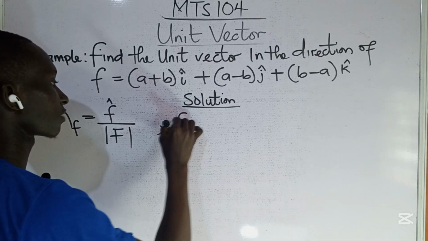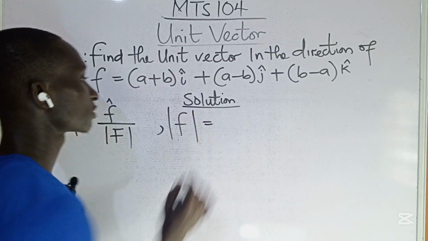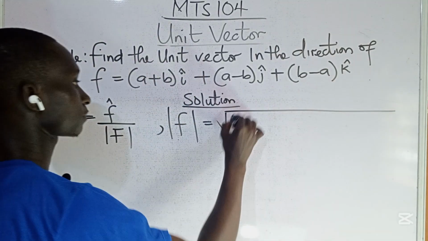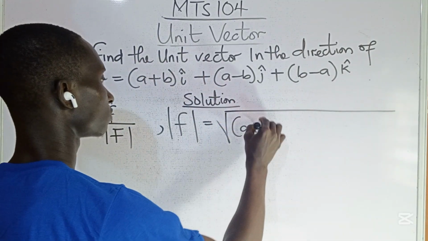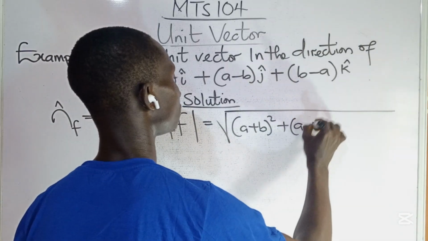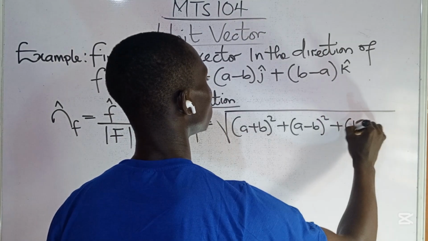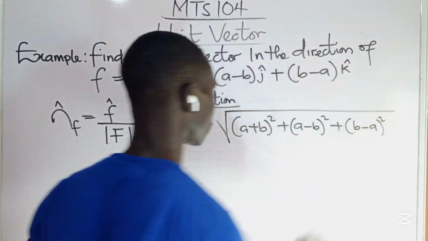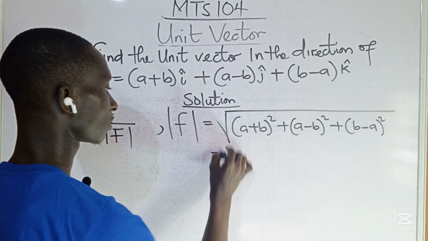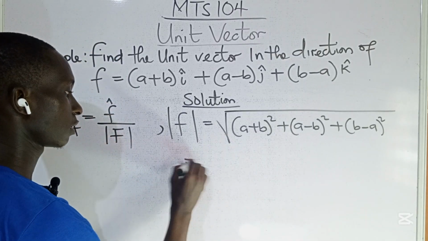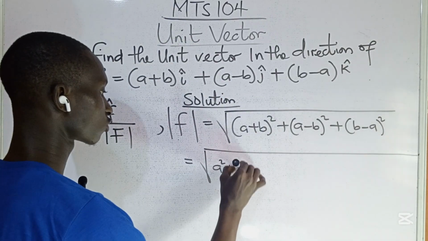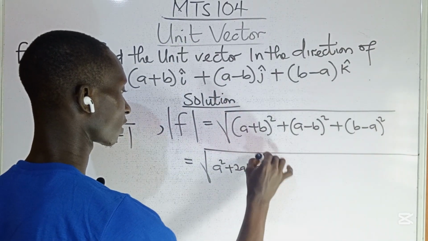And to calculate the modulus of F, it equals the square root of (a plus b) squared plus (a minus b) squared plus (b minus a) squared. Now, what we have here becomes the square root of, let's expand this. When you expand this, you have a squared plus 2ab plus b squared.